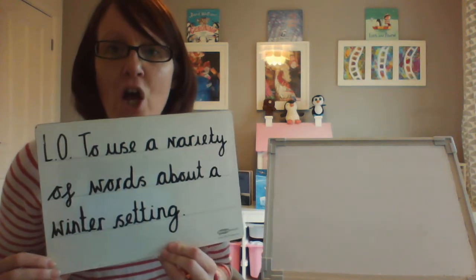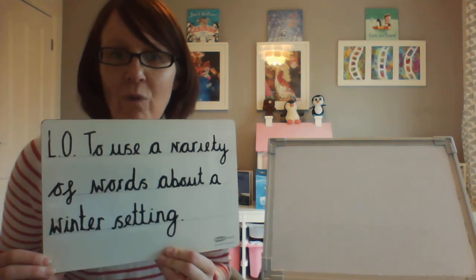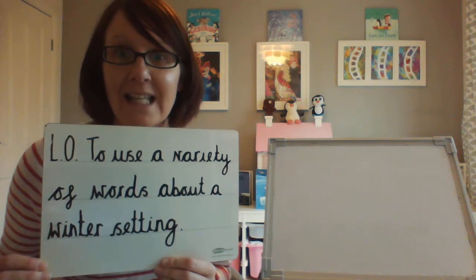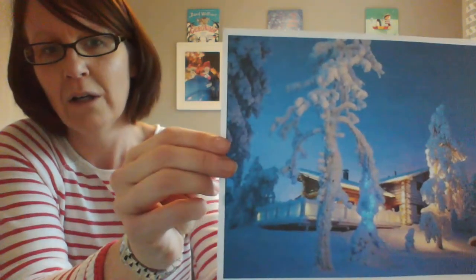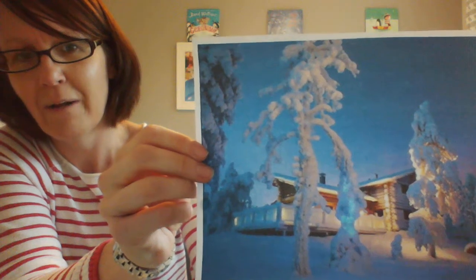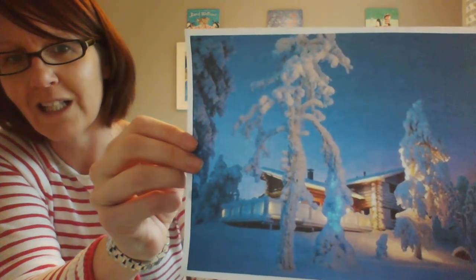Okay, so today's literacy lesson is we're going to think about winter, and we're going to think of some describing words we can use to describe what winter is like. So, our learning objective is to use a variety of words about a winter setting. Okay, so I have a picture of a winter setting ready, and here it is. There we go. Ooh, look at that. Makes you feel cold just looking at it, doesn't it?